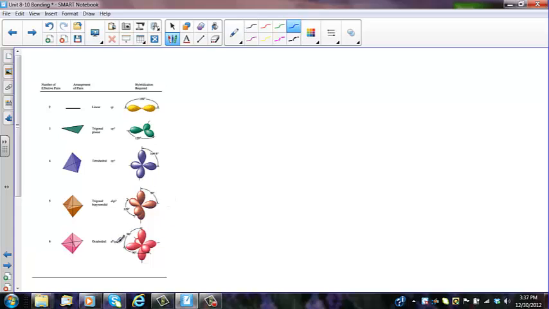This is just showing a little bit more, straight out of the book. It's showing you the different basic shapes. We've been through these: linear, trigonal planar, tetrahedral, trigonal bipyramidal, and octahedral. Now that's given that all the electron pairs are bonded. We get into some different structures when they're not bonded. Okay, we have some different names for things.